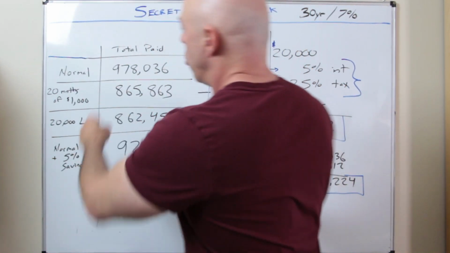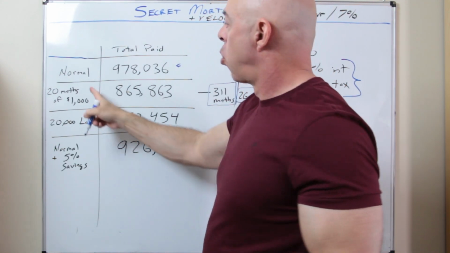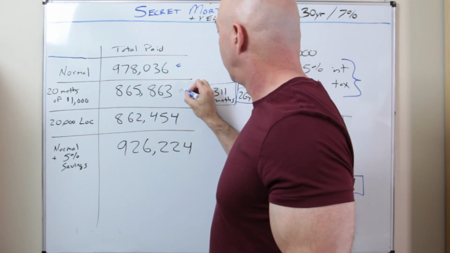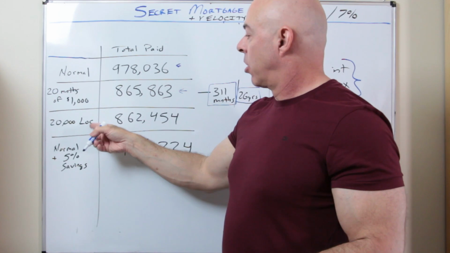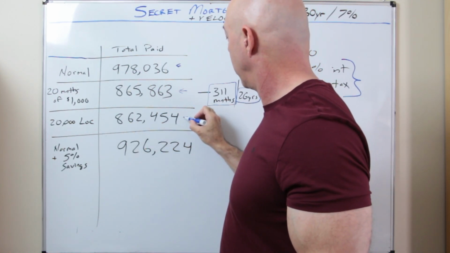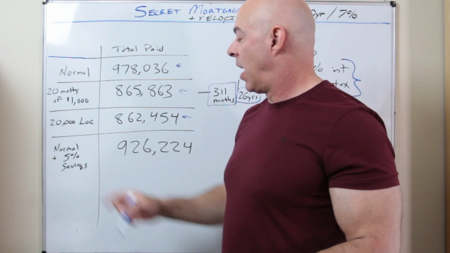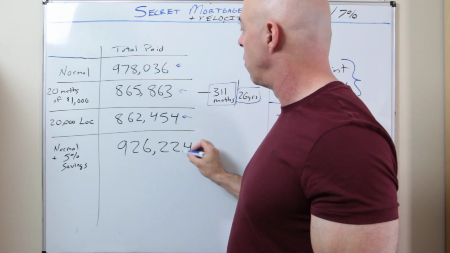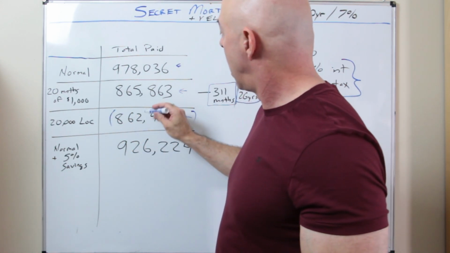Here we are. Our normal method came up with $978,000 in payments. 20 months of an extra principal payment of $1,000 came out to $865. A $20,000 line of credit paid immediately was even lower, $862. We just showed that on the other screen. But if you said normal plus a 5% savings, which we just did, we came up with $926,224. So this method wins, but not by much.